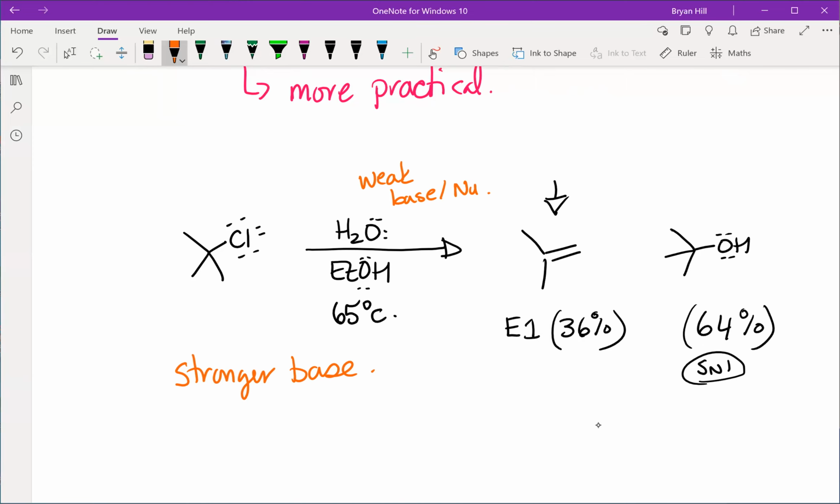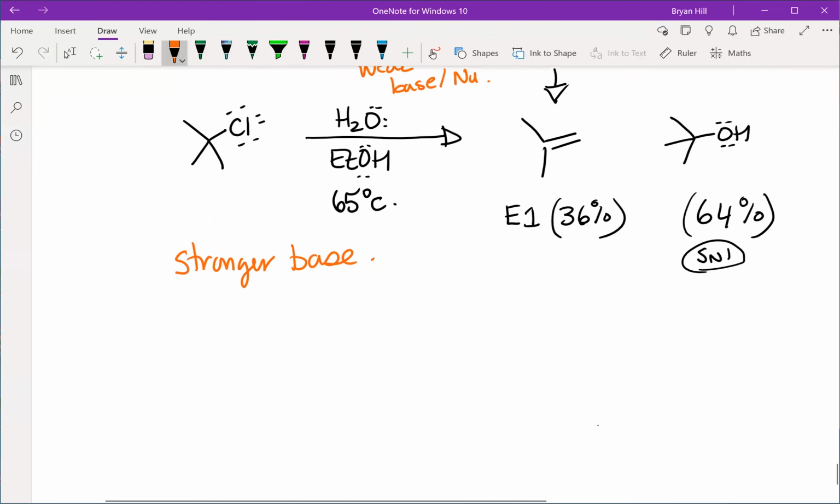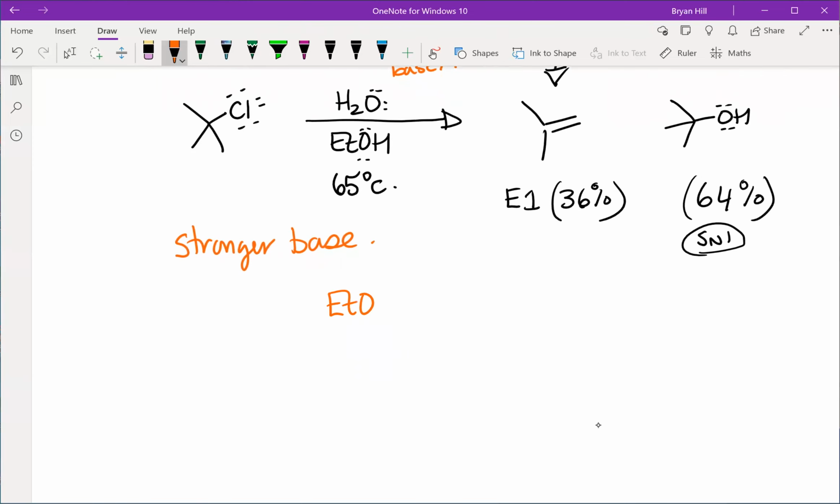So if you're going to use a stronger base, why not just use ethoxide and ethanol and increase the concentrations? This is very high, and then start doing E2 eliminations fast. And I believe, let's see, I've got some data on that.